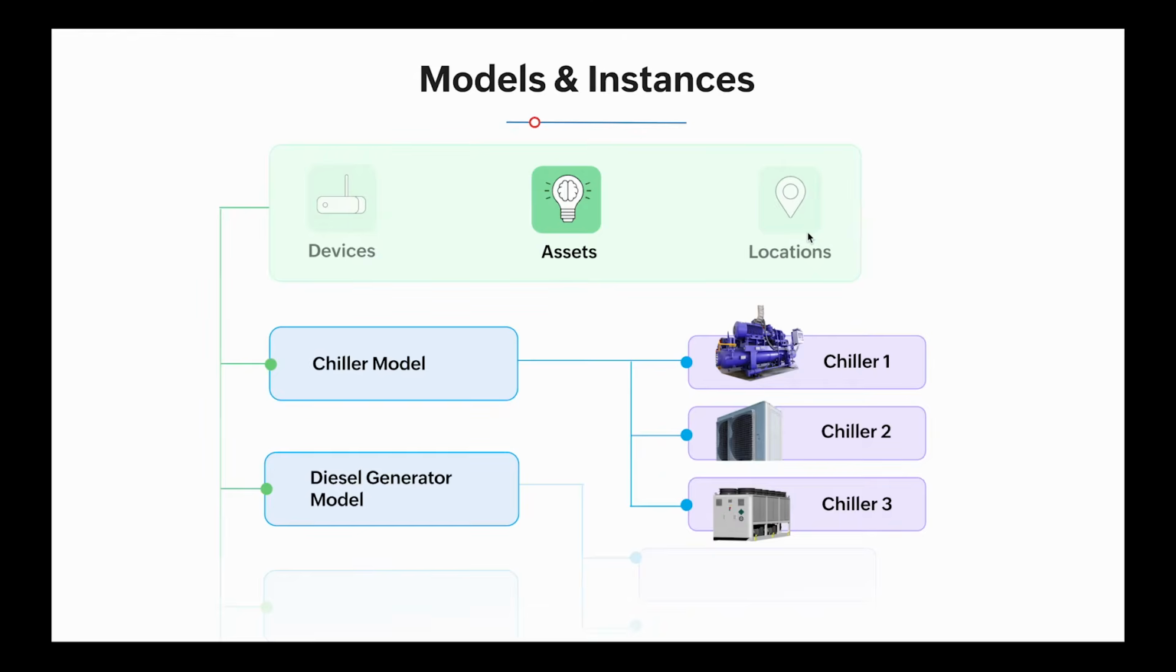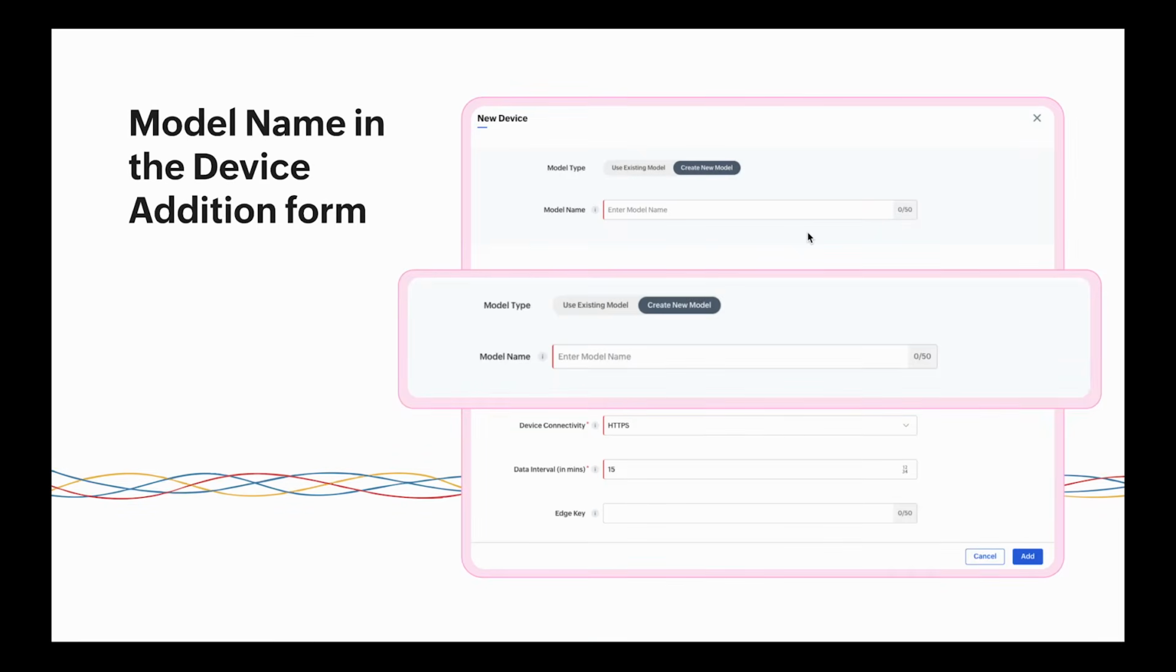Similarly, diesel generators and other assets. So on and so forth. You can have that for location and things. And we provide a flexible way of creating the model. So one is a seamless way.